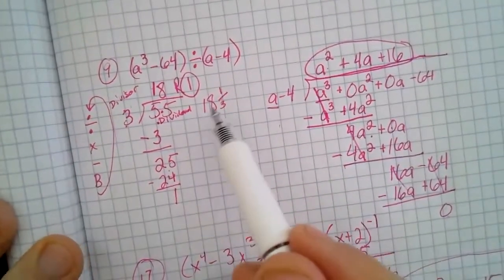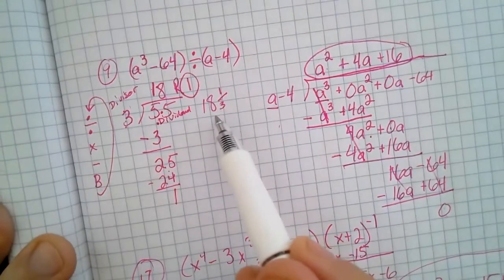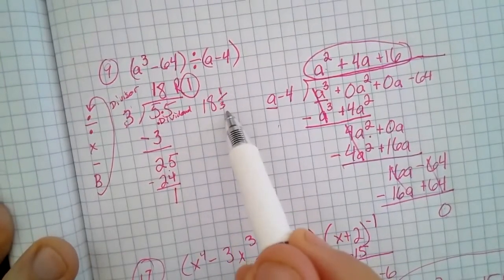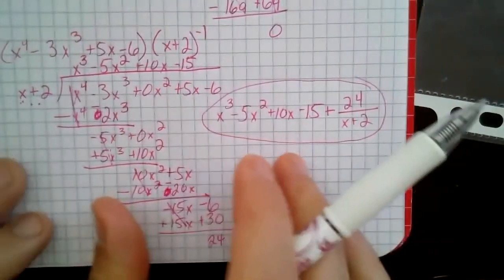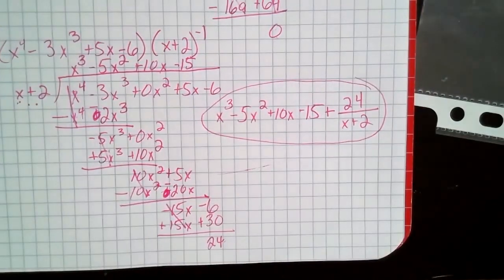Kind of like, if you look back here, this was the quotient plus the remainder over the divisor. It's a mixed number. This is kind of like just a big mixed number. It's a nasty looking mixed number, but it's a mixed number nonetheless.